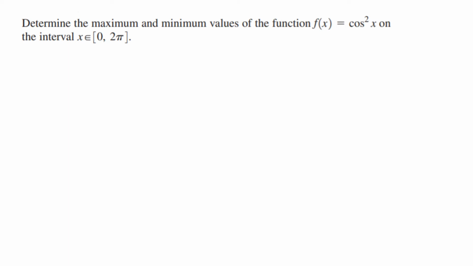So for this question, it wants me to determine the maximum and minimum values of the function cos squared x on the interval 0 to 2 pi. So what's different about this is it doesn't directly ask you to find the derivative. It wants you to find the maximum and minimum values.